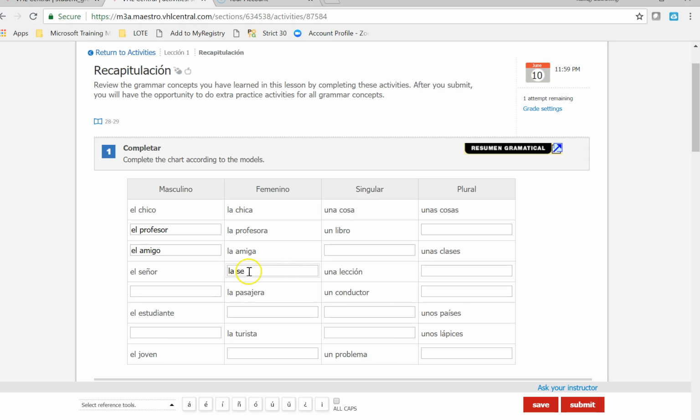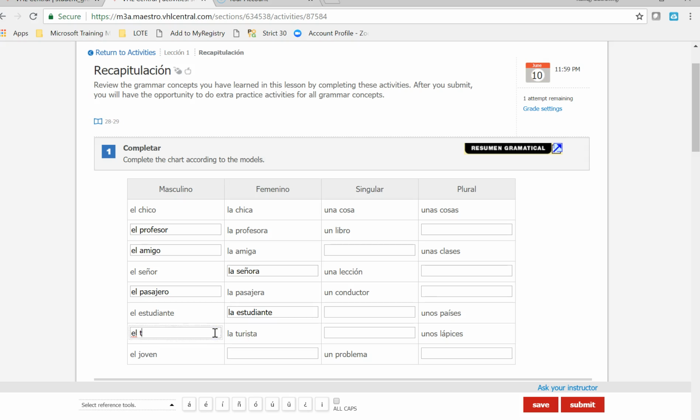Now I want an N with a tilde on it, so I'm going to use this bottom N right here. La señora, which means the woman. La pasajera, the female passenger. El pasajero, the male passenger. El estudiante, the male student. La estudiante, the female student. La turista, the female tourist.